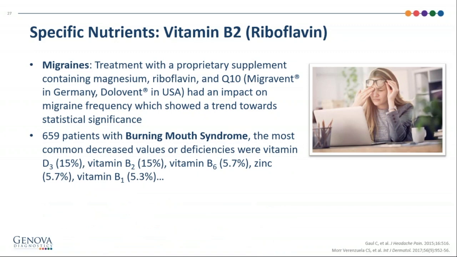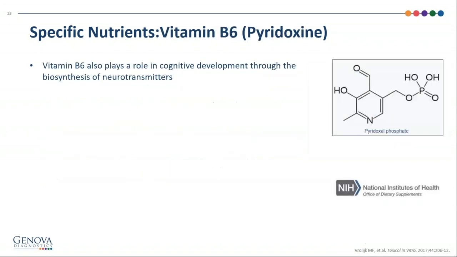This was a study looking at 659 patients, and they found that in patients with this condition, the most common depletions were in vitamin D, B2, B1, B6, and zinc. So in those patients, think about doing a NutrEval and repleting what you need. I can't guarantee that it will improve the condition, but it is a place to start.